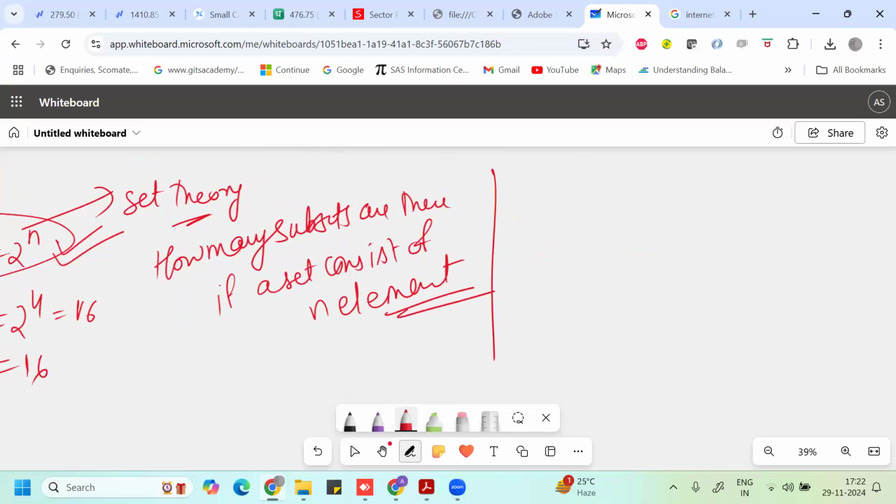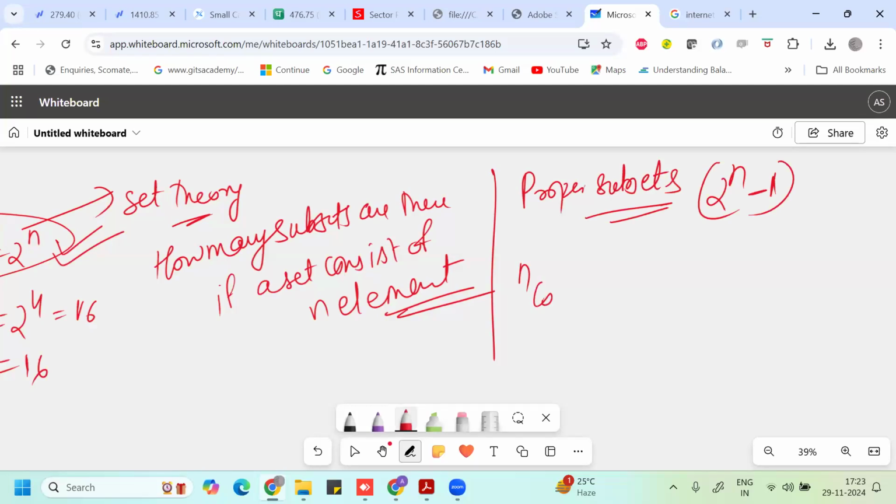If you remember proper subsets, how many proper subsets are there? The formula is 2 to the power n minus 1. Why? In proper subsets, you don't include the set which contains all the elements. In proper subsets, you have nC0, nC1, nC2 till nC(n minus 1). You don't include nCn, because if all elements are there in the set, then it is not a proper subset. I hope you remember proper subsets. Getting it, everyone?